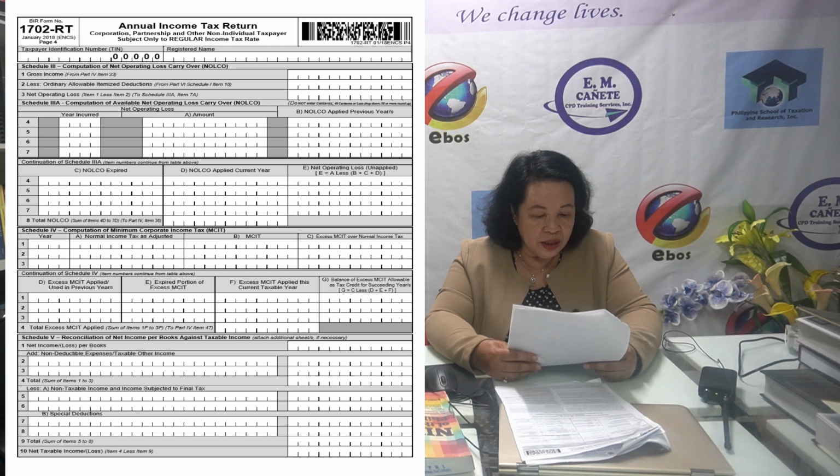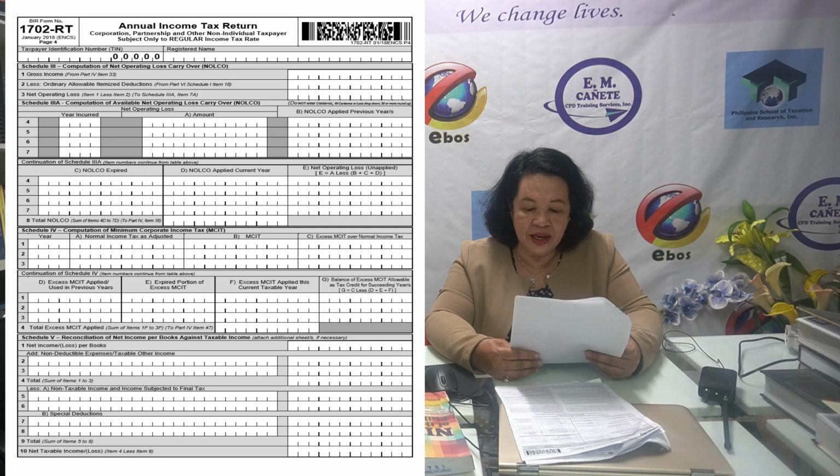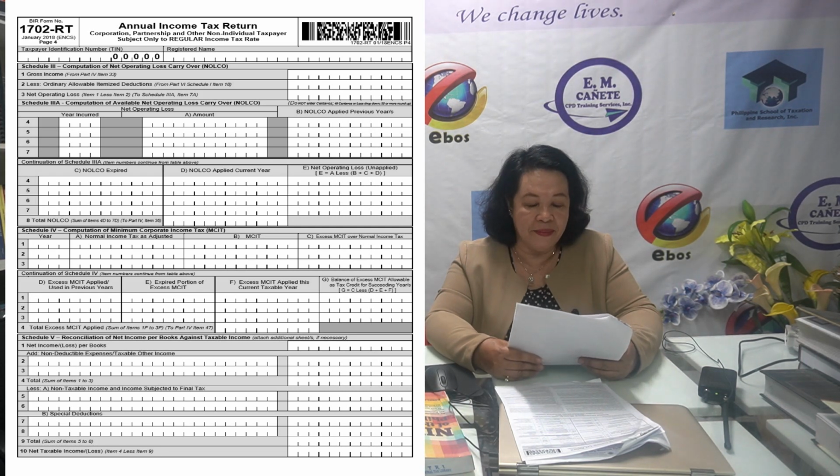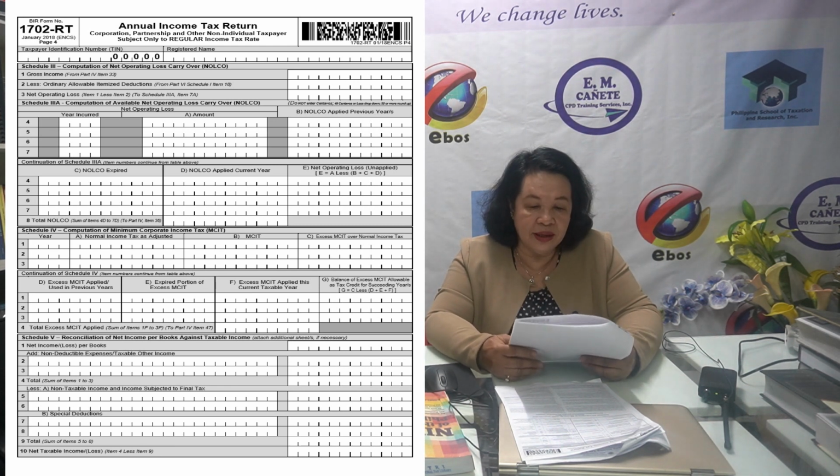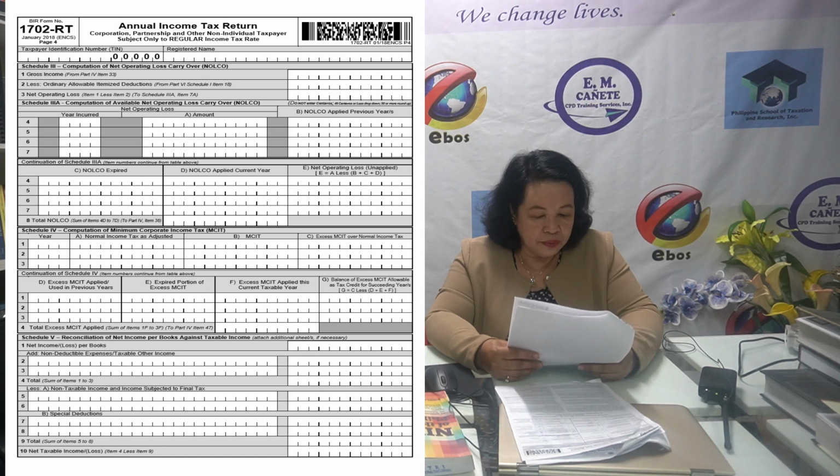Continuation. NOLCO expired, NOLCO applied current year, and then the net operating loss unapplied. So if there is still a balance, the unapplied NOLCO, you are going to show that in the income tax return. So that is the total NOLCO.